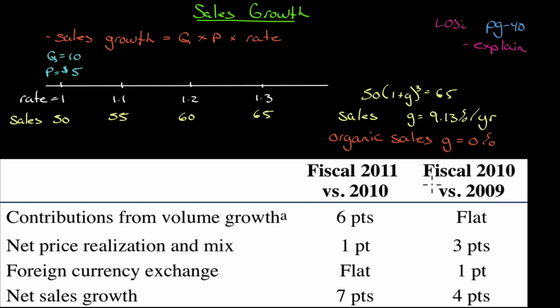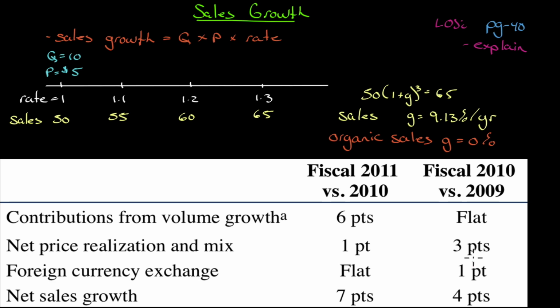So if we look at what we have here, this is fiscal 10 versus 9, fiscal 11 versus 10. Contributions from volume growth, 6 points versus flat. Net price realization and mix, 1 and 3 points. So we can see that Q added 6 points of growth in 2010 over 2011. Quantity was up 6%. Price was up 1%. The currency exchange was flat. So that means that 7%, the net sales growth that we got, 7%, is the good growth. It is, and it's heavy on volume, which is nice, but it's volume and price.